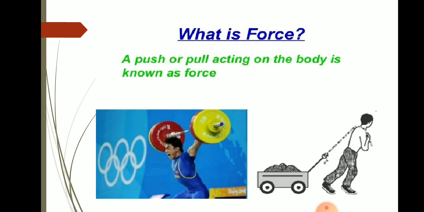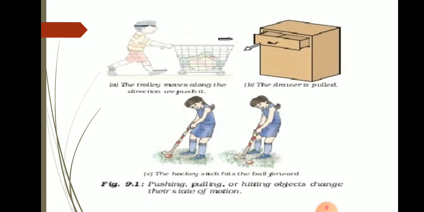Pushing, hitting and pulling of an object are all ways of bringing objects in motion, is it? So they move because we make a force act on them, is it? So here you can see some of the examples. Here the trolley moves along the direction we push it. So a boy is pushing the trolley. So the trolley moves in this direction.